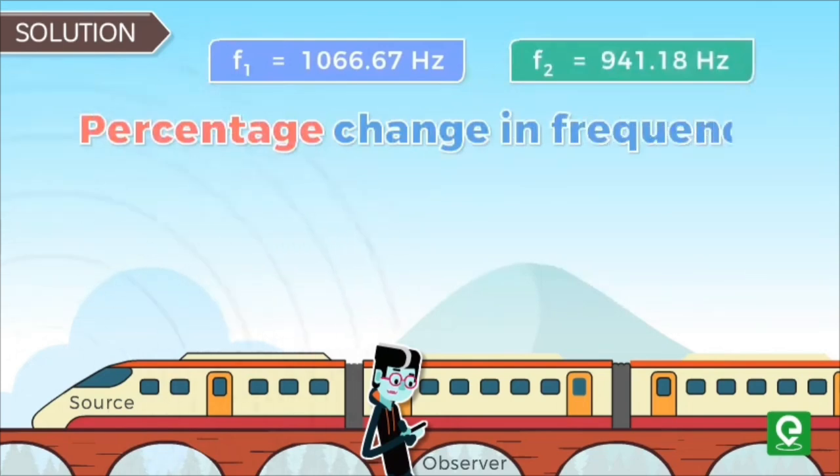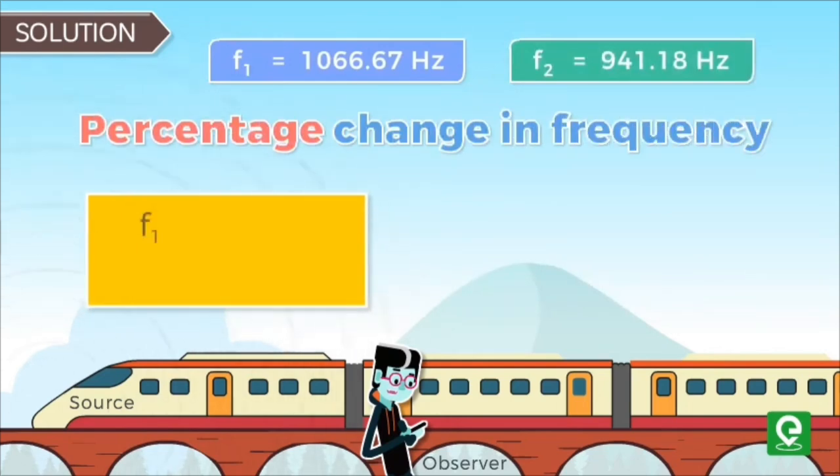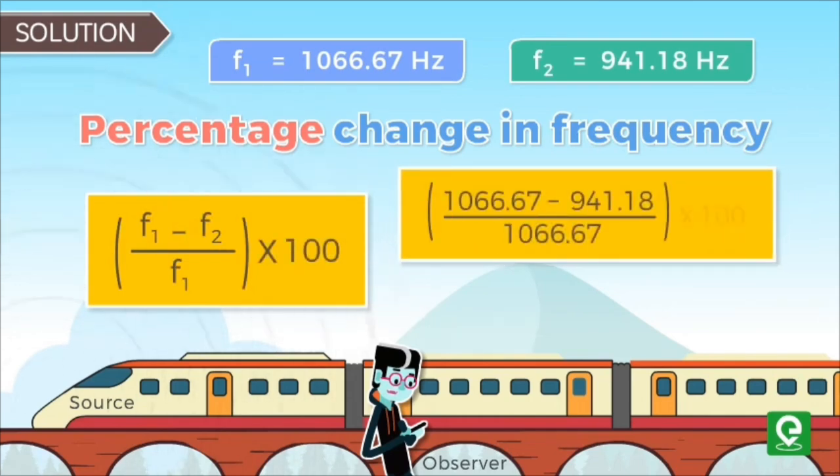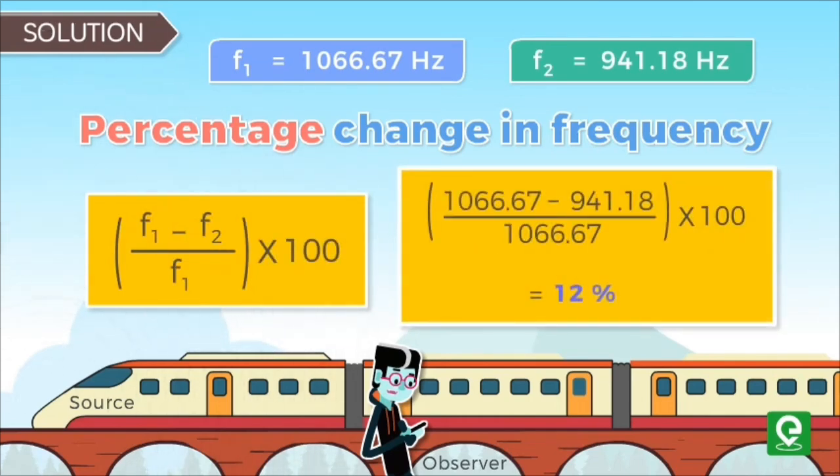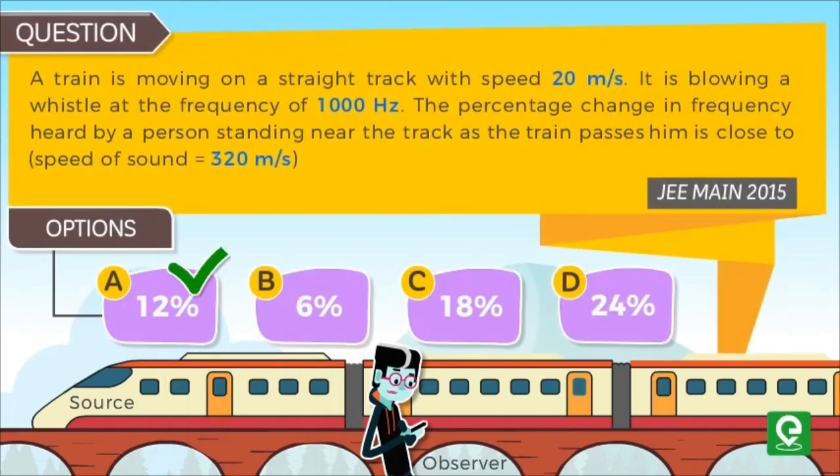Now the percentage change in frequency is equal to |f1 − f2|/f1 × 100, which comes out to be approximately 12%. Hence the correct answer is option A.